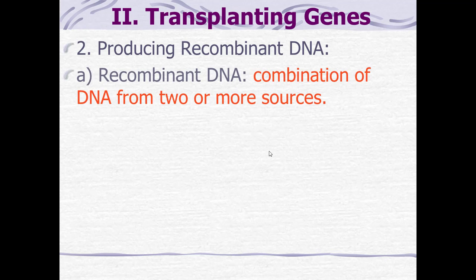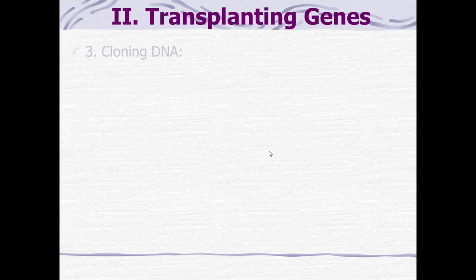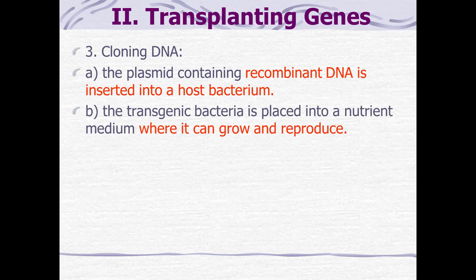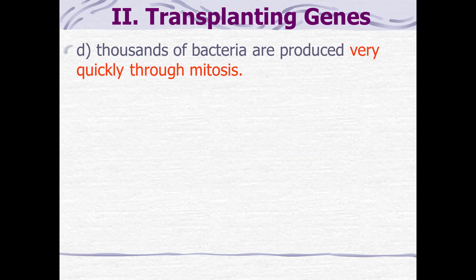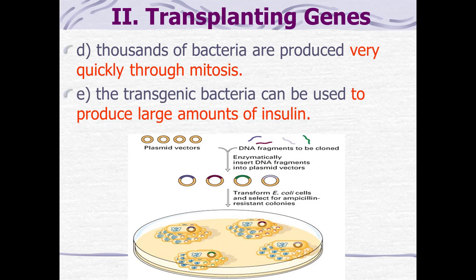recombinant DNA, a combination of DNA from two or more sources: inserting the donor human insulin gene into a bacterial plasmid, resulting in a recombinant DNA molecule. Then cloning the DNA: the plasmid containing recombinant DNA is inserted into host bacteria. The transgenic bacteria can be placed in a nutrient medium where they can grow and reproduce. Within each bacterium, the plasmid is copied many times and the donor gene for insulin is cloned. Thousands of bacteria are produced very quickly through mitosis. The transgenic bacteria can be used to produce large amounts of insulin.